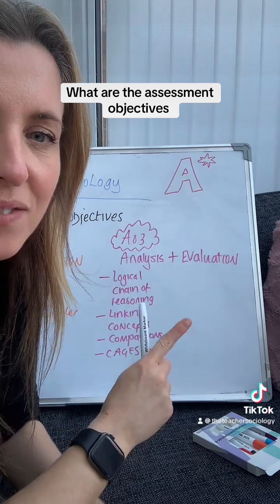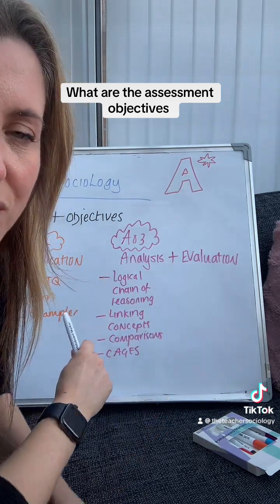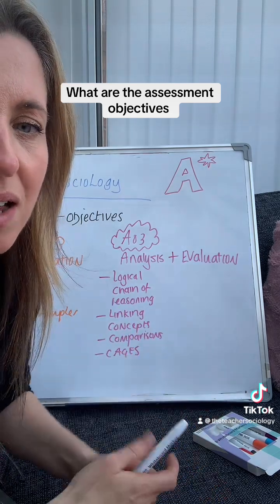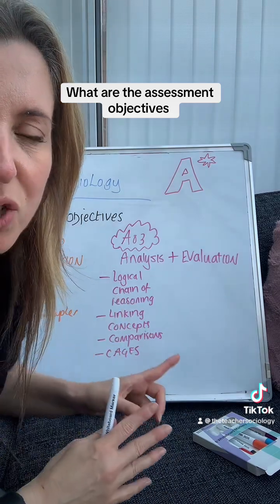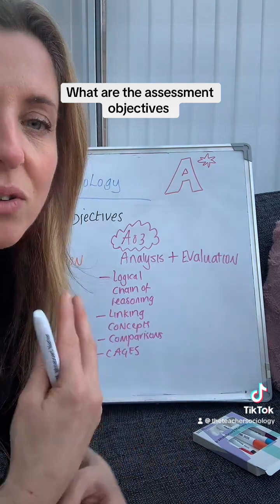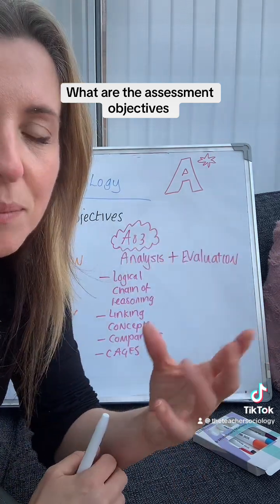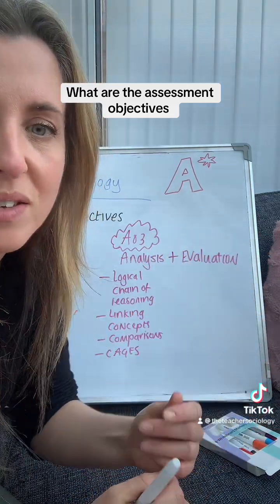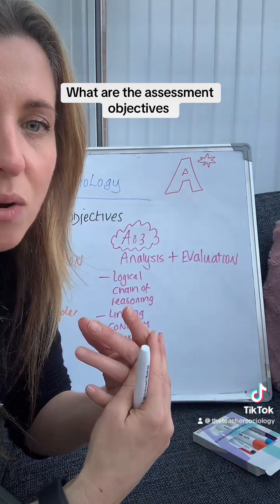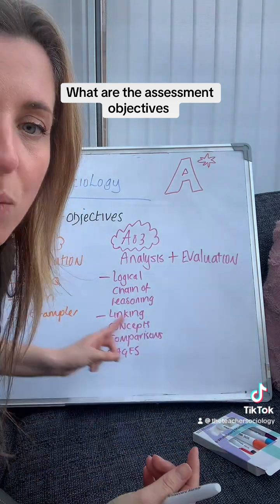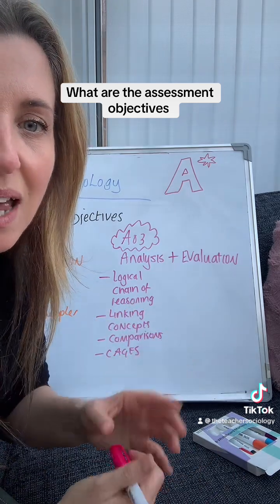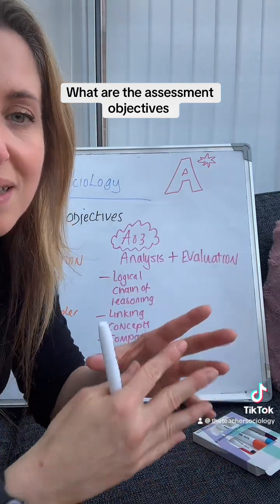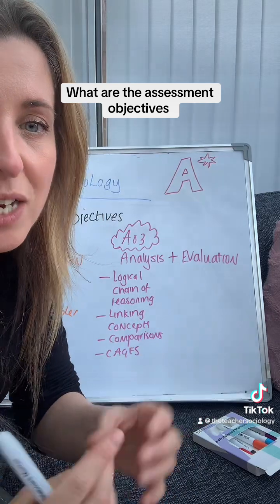And then finally, your AO3. This is analysis and evaluation, but I'll talk about analysis first. And students are often not sure about what analysis is, but it is following something called a logical chain of reasoning. So your explanation is logical. So if you state a concept, you then explain that concept, you give an example of it and so on. So your answer is quite logical in the way that it flows. And what you're doing there is you're linking concepts together.